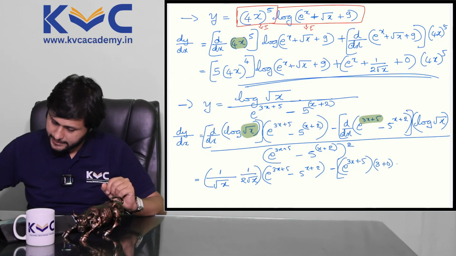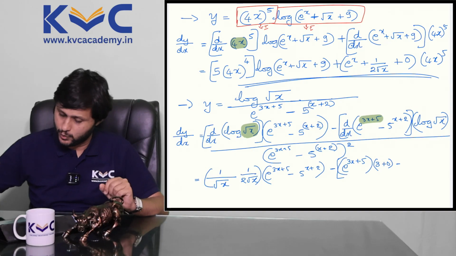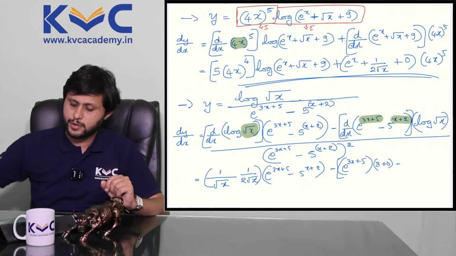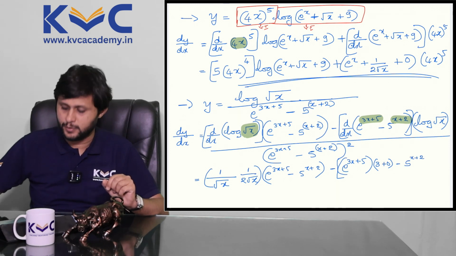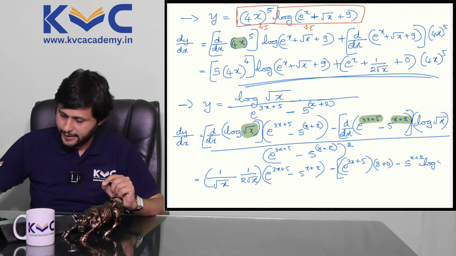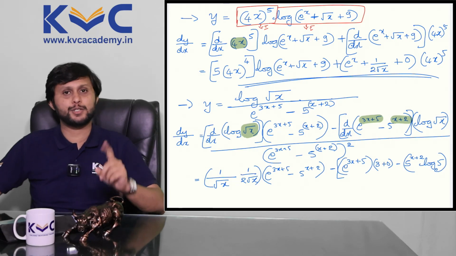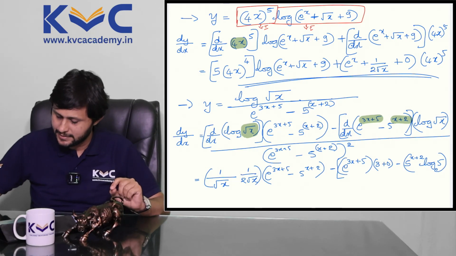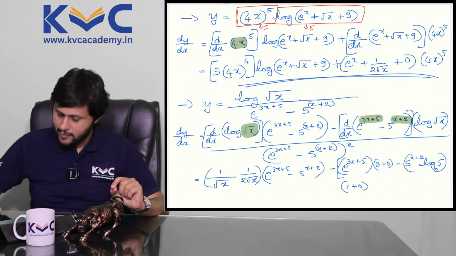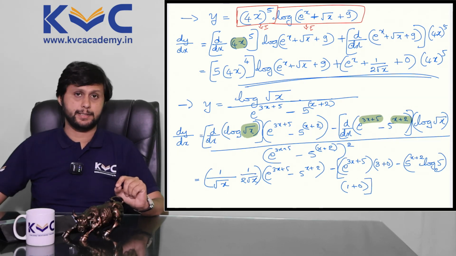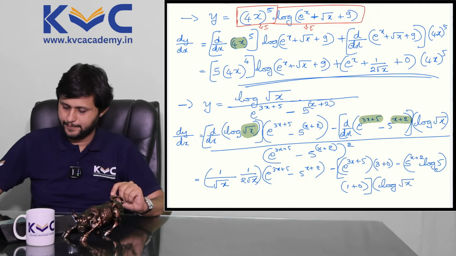Okay. Minus differentiation of 5 to the power x plus 2. Again, we have chain rule. What is the differentiation of 5 to the power x? It's 5 to the power x, but instead of x, we have x plus 2. 5 to the power x plus 2 log 5 to the base e. Further, this should be multiplied with the differentiation of x plus 2. Differentiation of x plus 2 is 1 plus 0. Correct? For this entire thing, now the square bracket closes into the second function, log root x.